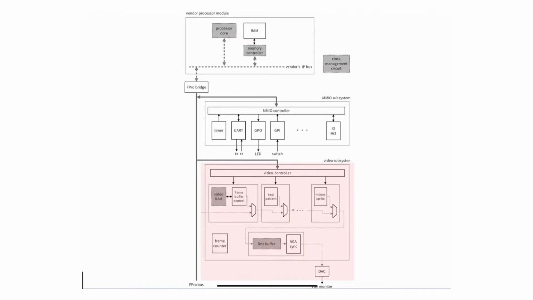The video subsystem contains a few video IP cores, and when a processor needs to change the setting for one of these video IP cores, it usually sends all this data through the FPRO bridge and then the FPRO bus, and then it goes in here.